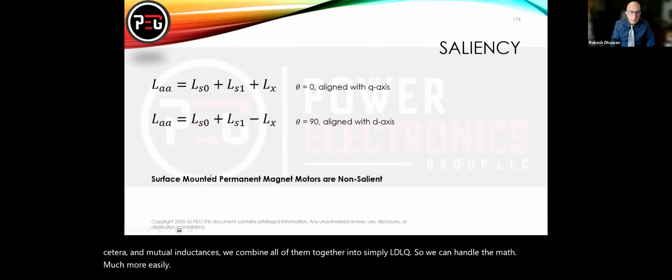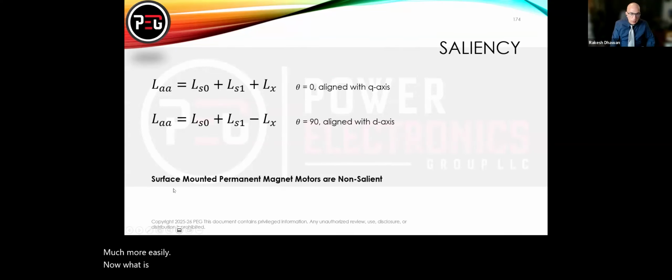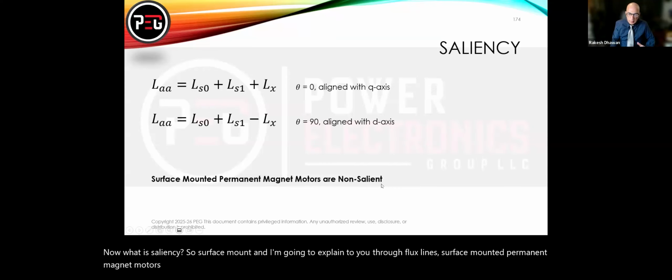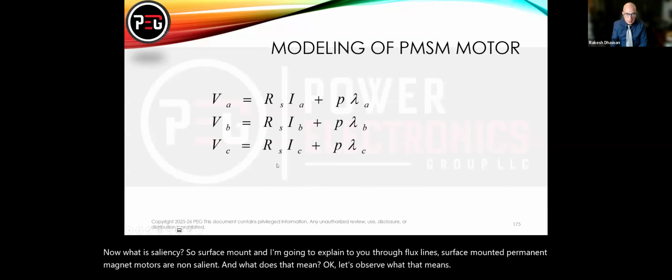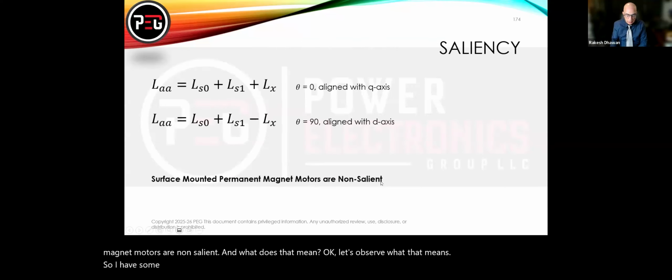Now, what is saliency? I'm going to explain it to you through flux lines. Surface mounted permanent magnet motors are non-salient. And what does that mean? Let's observe what that means. I have some flux lines to show, so we'll come back to this and explain what non-salient means and what saliency means.